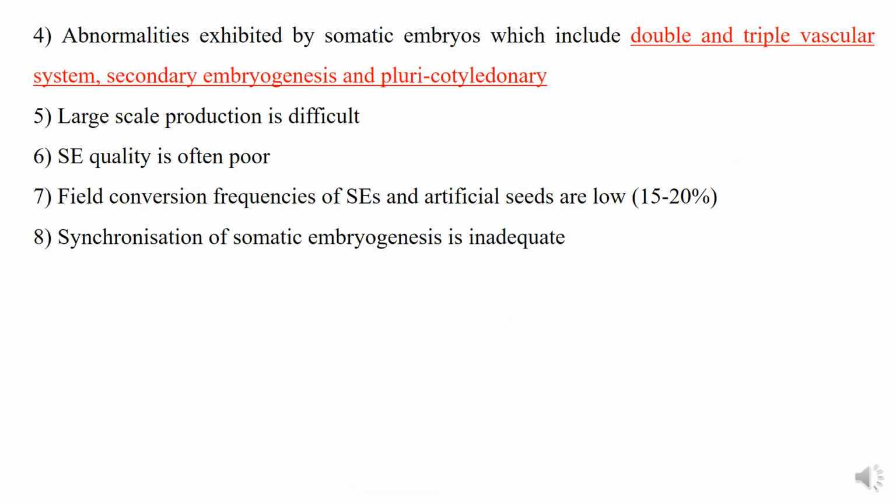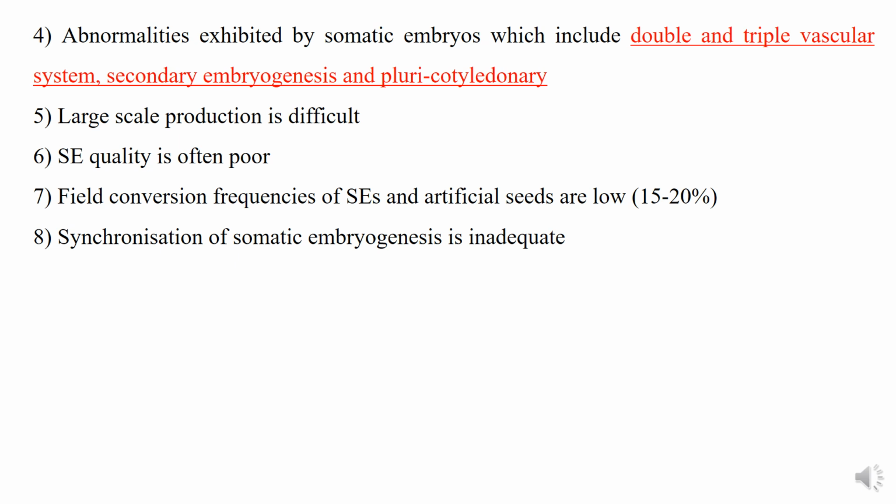And abnormalities exhibited by somatic embryos, which include double and triple vascular systems, secondary embryogenesis and pluricotyledonary, are disadvantages only. And large scale production is also very difficult, I already told you. And quality is also often poor compared to zygotic embryos. Of course, a zygotic embryo is properly developed, but a somatic embryo we are inducing artificially, so obviously the quality of the somatic embryos will be poor. So we have to improve the techniques for improving the quality of the somatic embryos.